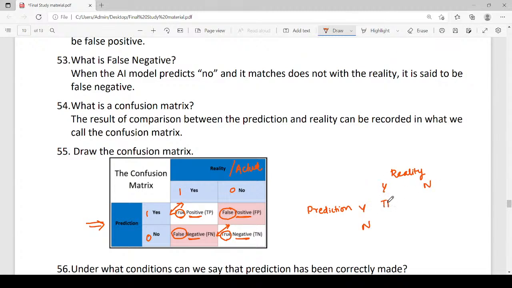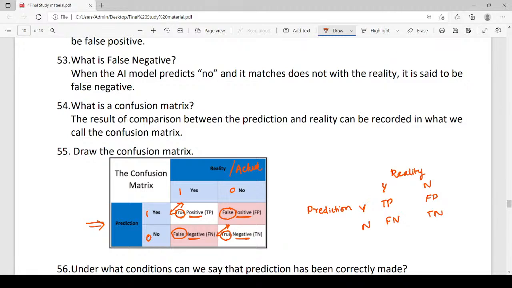Now this is true positive, false positive. This is false negative and this is true negative. Please remember to draw the confusion matrix correctly. Whenever a question is given, identify the four conditions correctly: true positive, false positive, false negative and true negative.